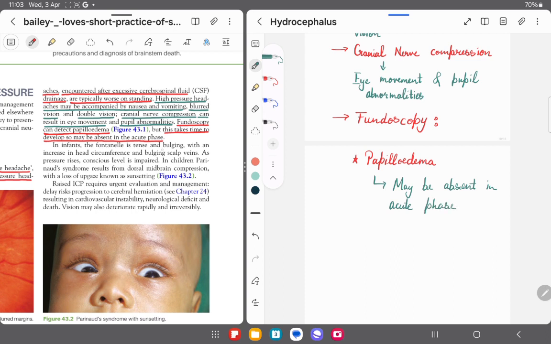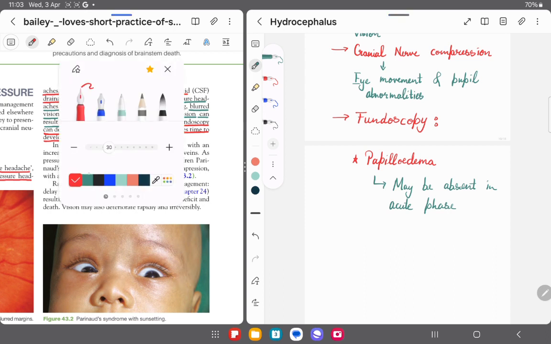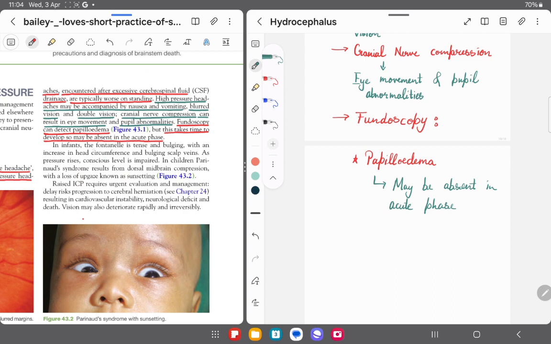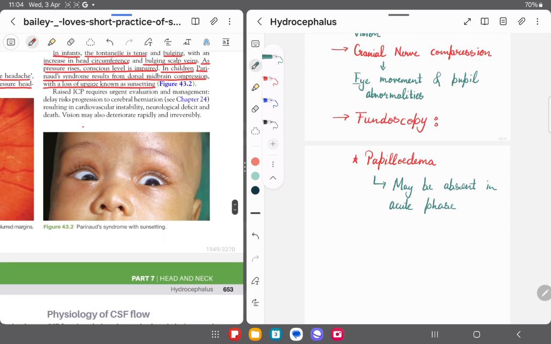In infants, the fontanelle is tense and bulging with an increase in head circumference and bulging scalp veins. As pressure rises, the consciousness level is impaired. In children, Parinaud syndrome results from dorsal midbrain compression with a loss of upgaze known as sunsetting. So this is a picture of sunsetting.